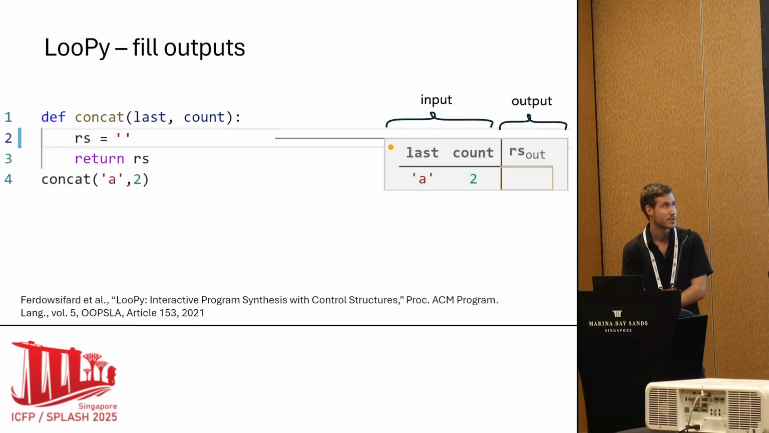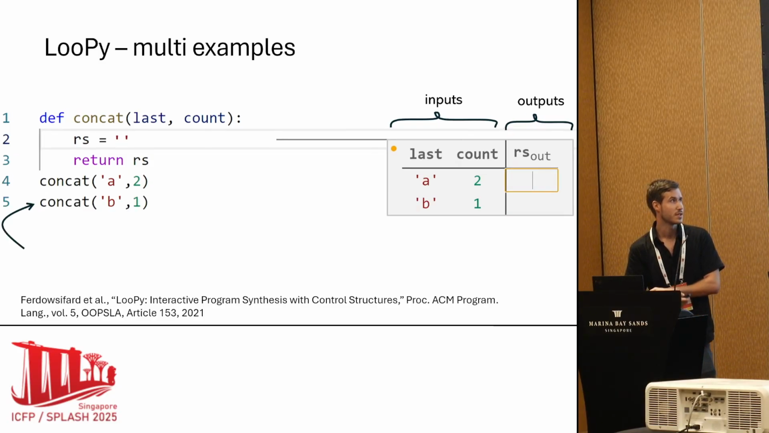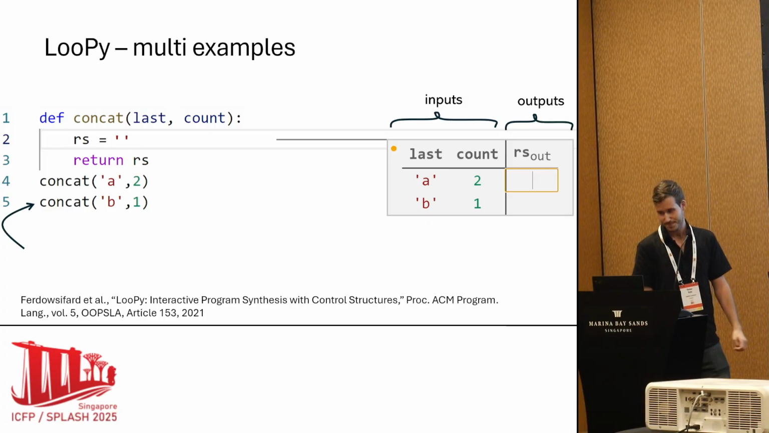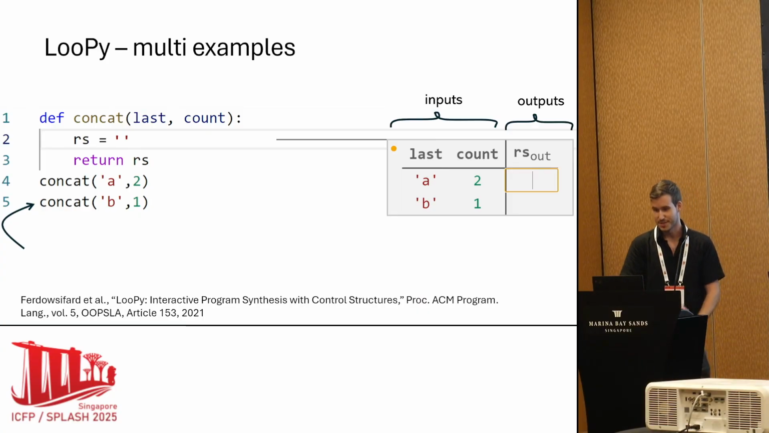But if the user would like to specify the code using more than one example, he can just add another call to the function. The projection box will be re-evaluated, and the user can now specify using more than one example. Okay, so this is Loopy, and this is how it basically works.